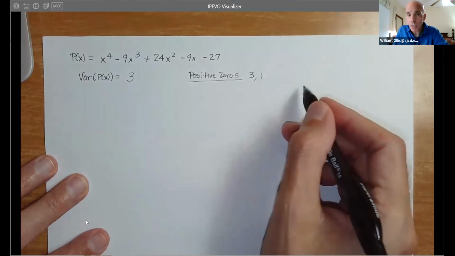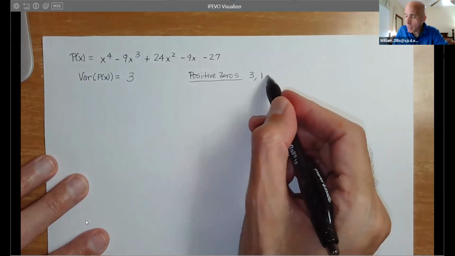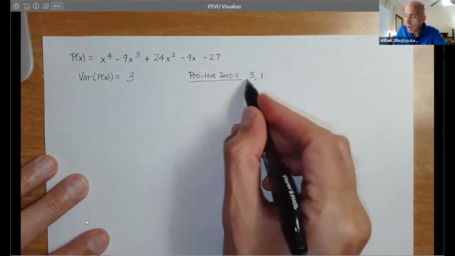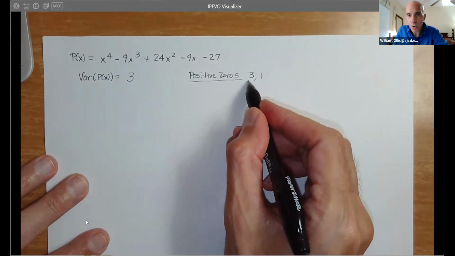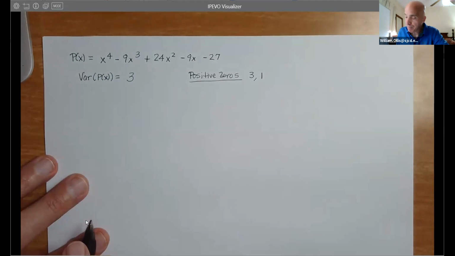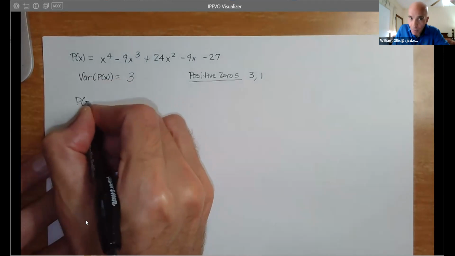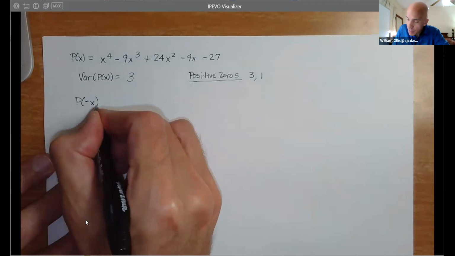And then you're thinking, when do you stop? Well, if you subtract another 2, you get a negative number, and that makes no sense. So we've got the possibility of 3 positive zeros or 1 positive zero. Okay, what about the negative ones? Well, we look at the variation of P of negative x.